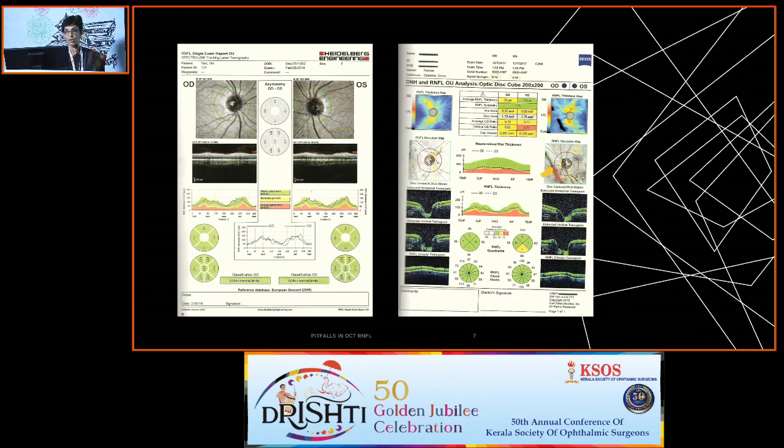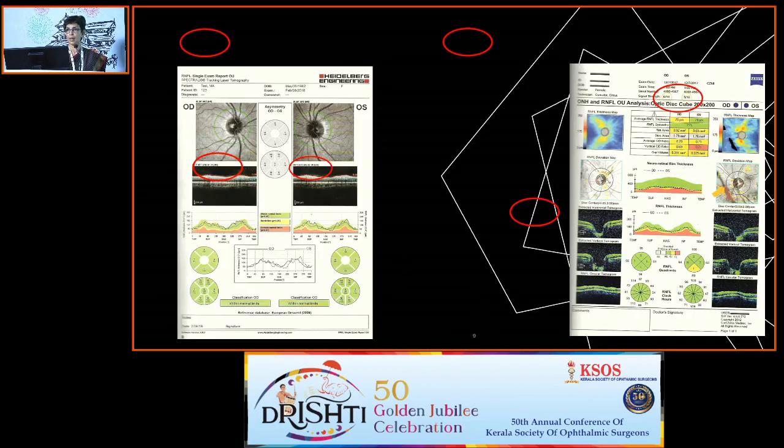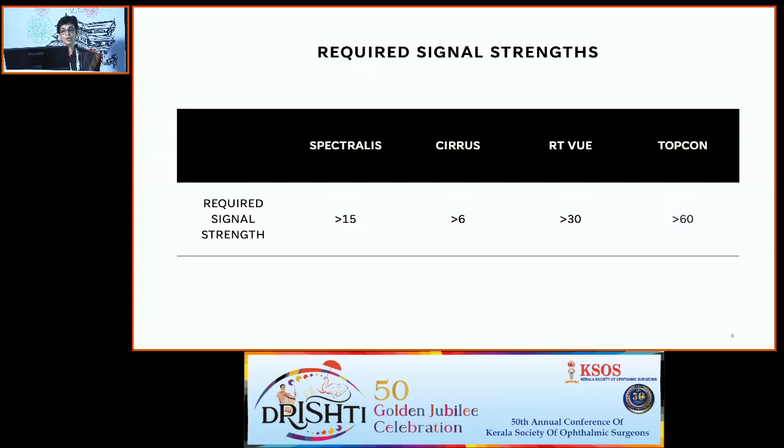What are the pitfalls that we can encounter? First is about the signal strength. Today, most of my printouts are of the Heidelberg because my hospital has a Heidelberg, and I have also incorporated a few Cirrus printouts. It is important that we have the right signal strengths. These are the signal strengths for each of the machines. For Spectralis, we need more than 15. For Cirrus, we need more than 6. And for Topcon, we need more than 60.